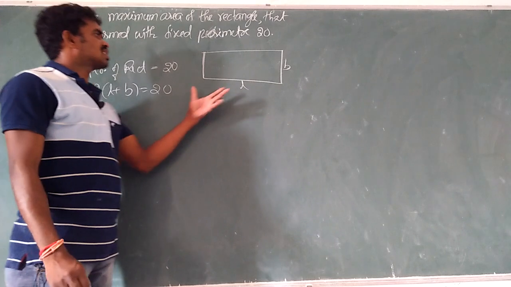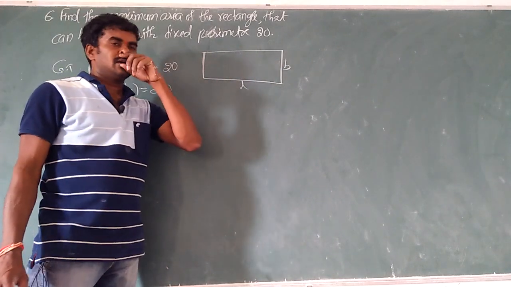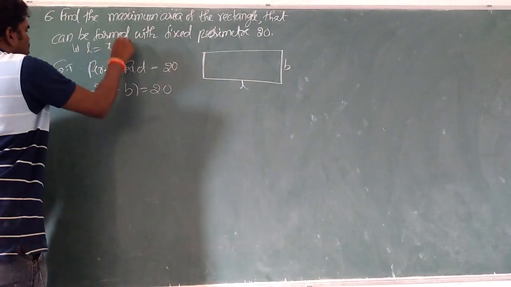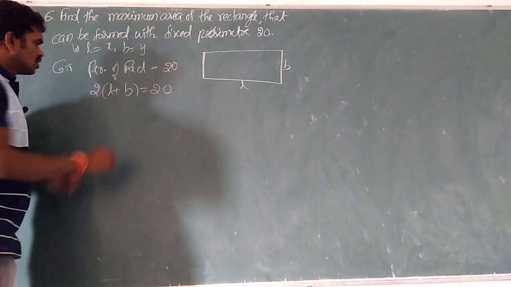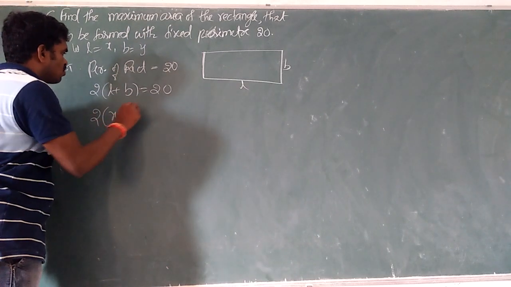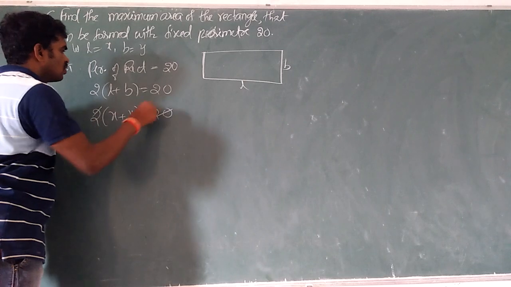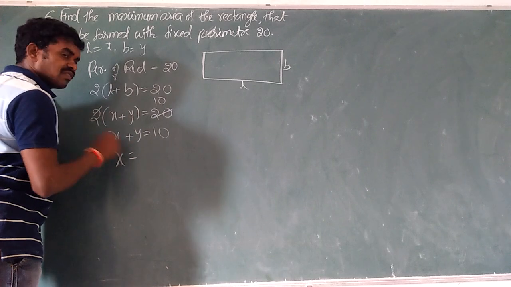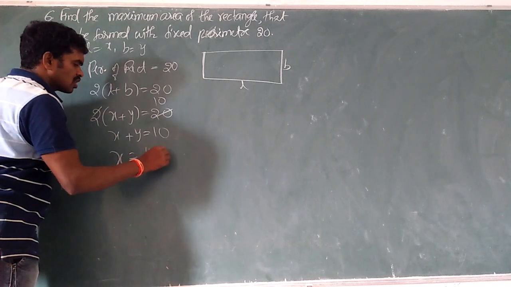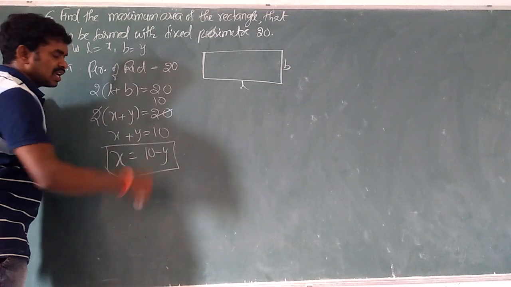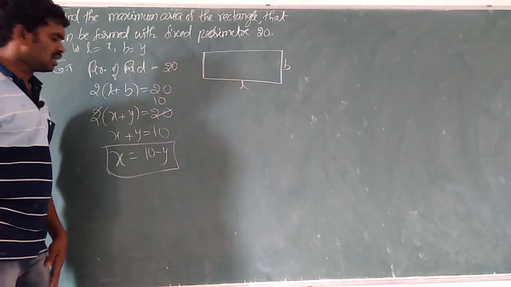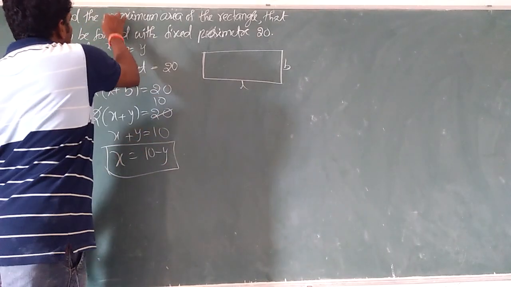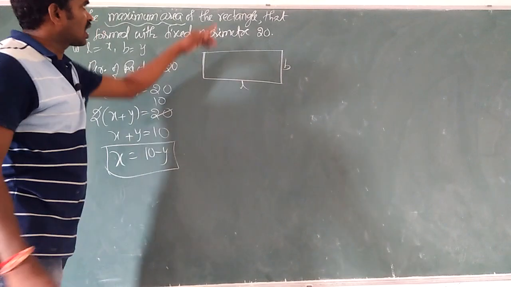And before that, let us consider what is length, what is breadth. So in terms of x and y, let length be x, breadth be y. So 2 into (x plus y) becomes what? 20. 2 ones are 2, 2 tens are 20. x plus y equals 10. Actually, in the previous question, I took x equal to here. So that means 10 minus y. Even you can take y equal to, also no problem. Okay, we got x value in terms of y. Keep it. Next, find the maximum area of rectangle.